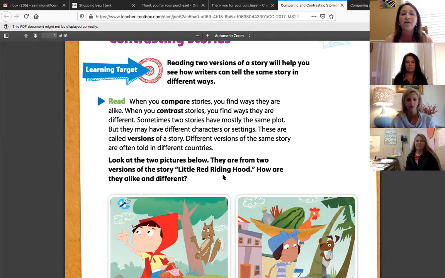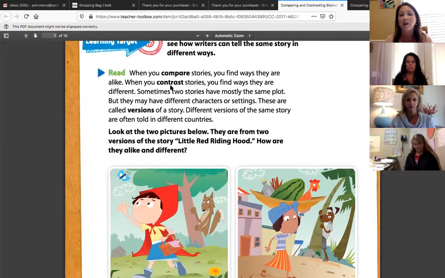So what you learned last year was those words compare and contrast, and we've talked about those for the last few weeks as well. When you compare stories, you're finding ways that they are alike. So again, compare means that they are alike. When you contrast, you're finding ways that they are different. So again, compare is the same and contrast is different.